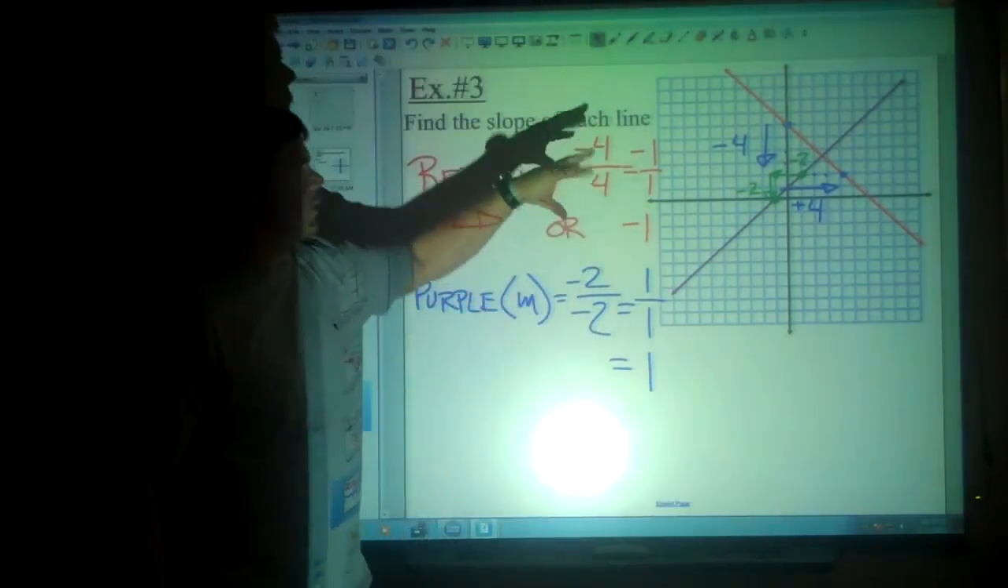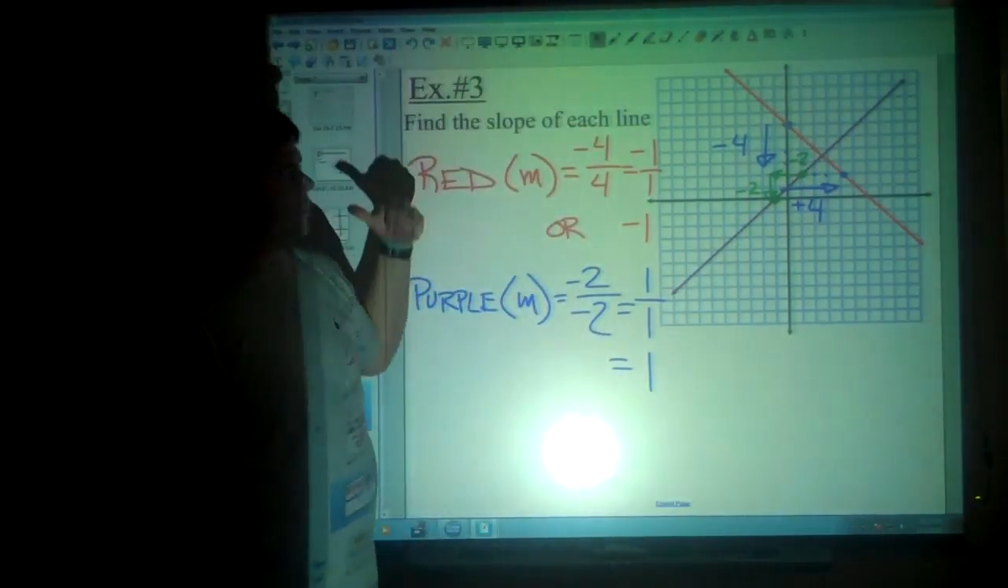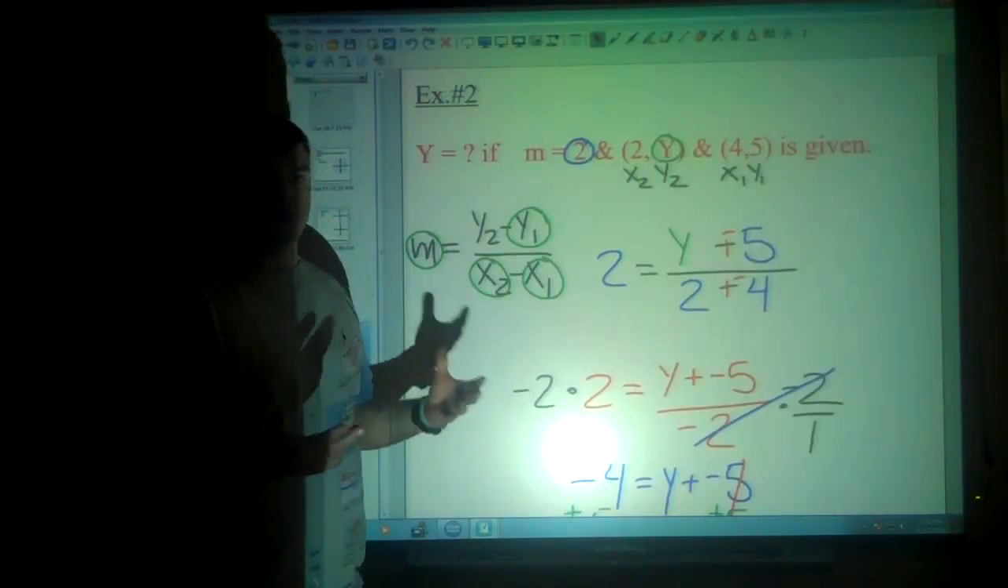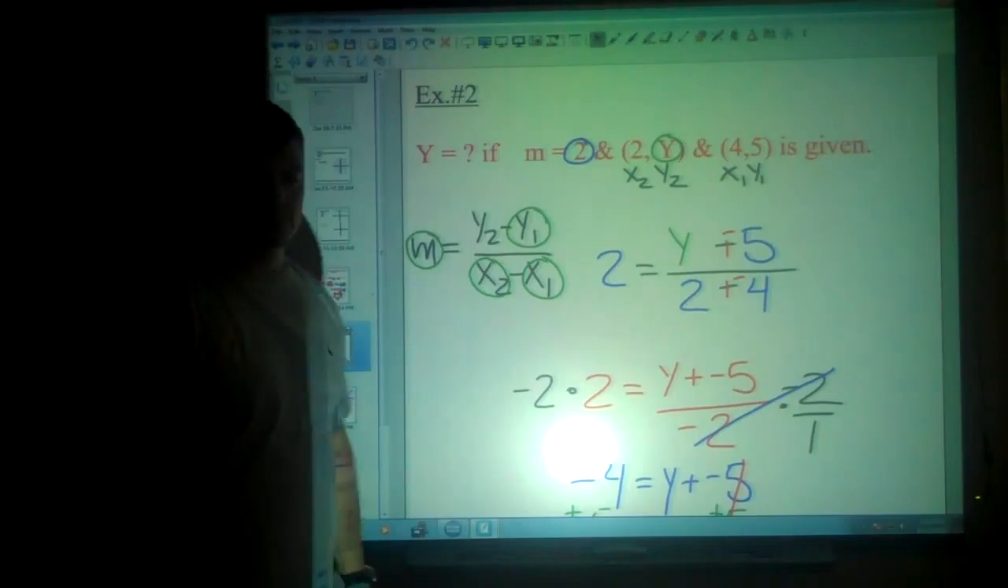So we can use slope on the graphs, or we can take slope from a graph, or we can actually use coordinates to find slope. Either method still comes up with the same value of slope, rise over run.